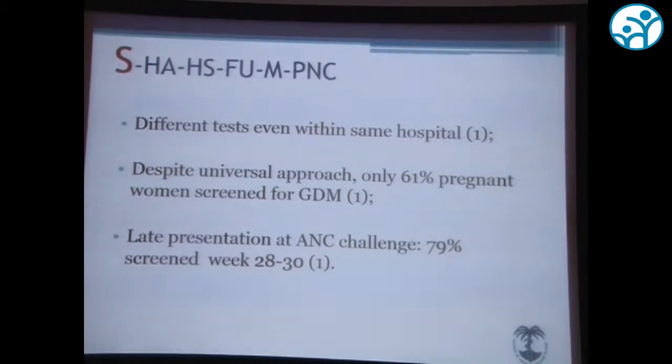In a publication from Nigeria, they said we are having the challenge that a lot of mothers present really late for their antenatal care. So 80% of their mothers were only screened at week 28 to week 30, although the recommended screening interval is between 24 and 28 weeks gestational age.